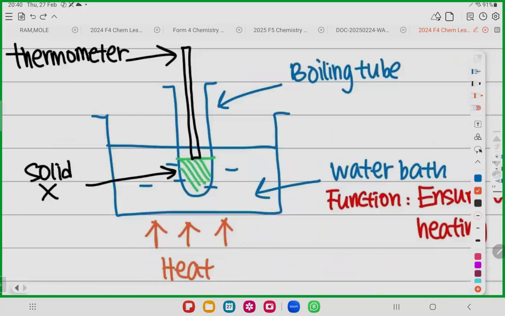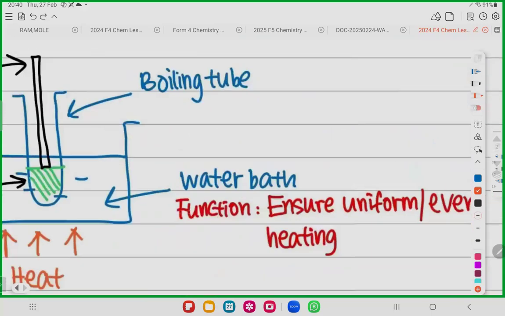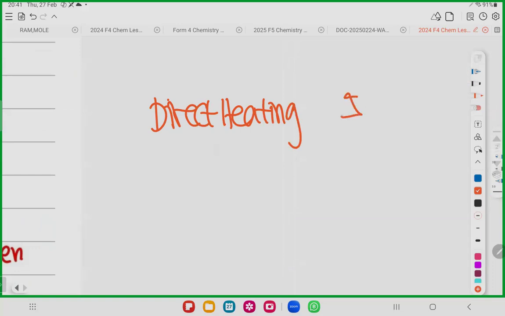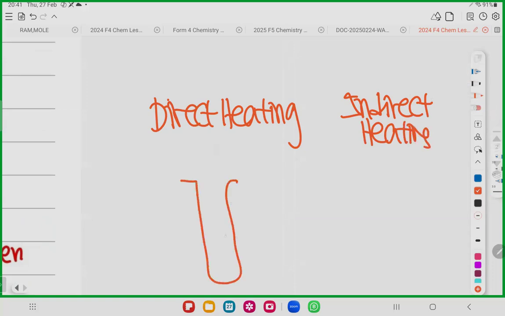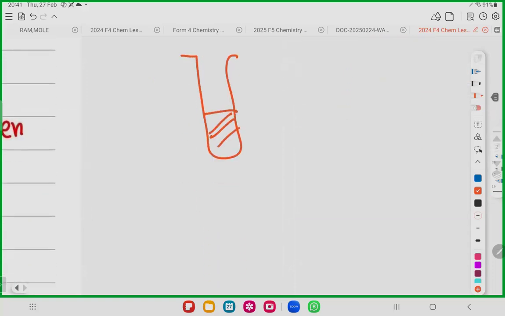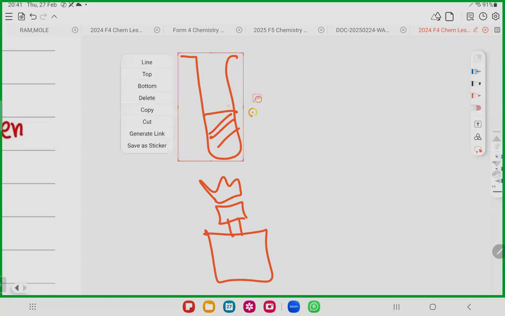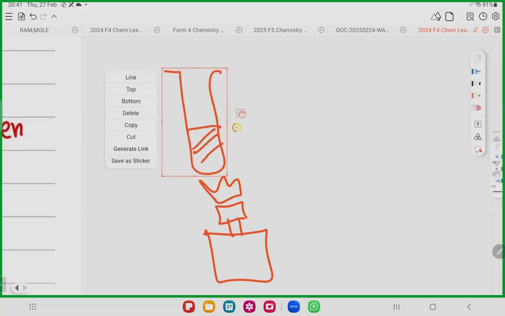This type of heating is called indirect heating. In chemistry, we have direct heating and indirect heating. What do we mean by direct heating and indirect heating? Let's say this is the boiling tube. If you have a Bunsen burner and this is the fire, and you put the tube directly under the fire, this is called direct heating.